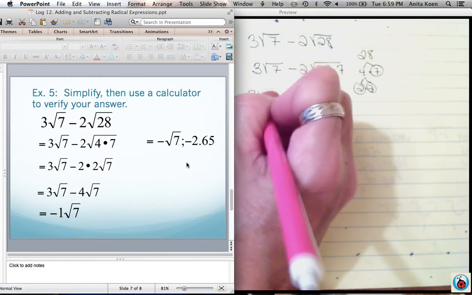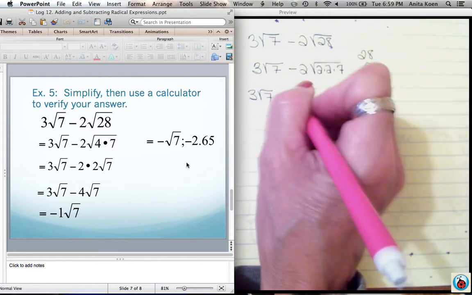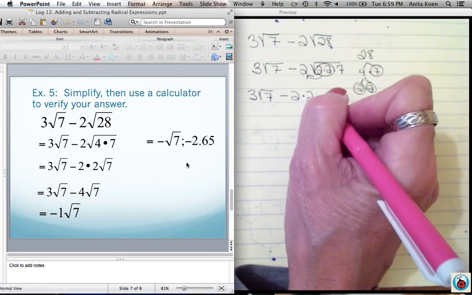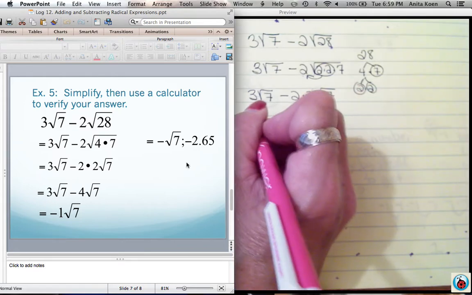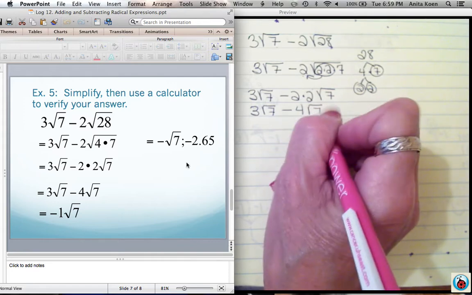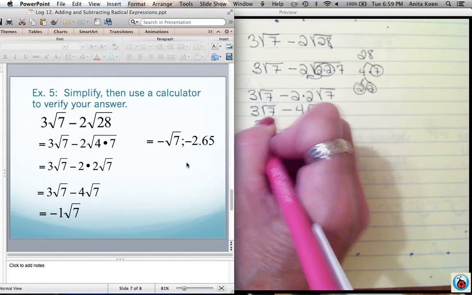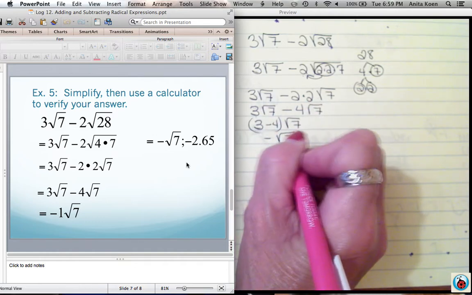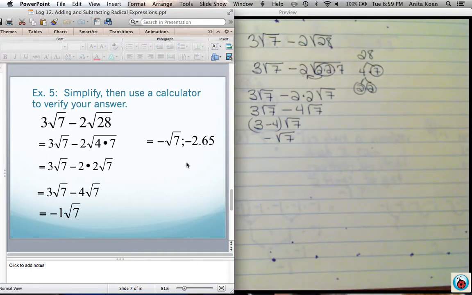3 square roots of 7 minus 2 is already outside. These two 2's get to come out and join it. And then the square root of 7. 3 square roots of 7 minus 2 times 2 is 4 square roots of 7. And this gives me 3 minus 4 times the square root of 7, which is negative 1 square root of 7. Now, if you want to put the 1 there, you certainly may. But if you don't want to put the 1 there, then you don't have to. I want you now to get out your calculator and let's verify this.